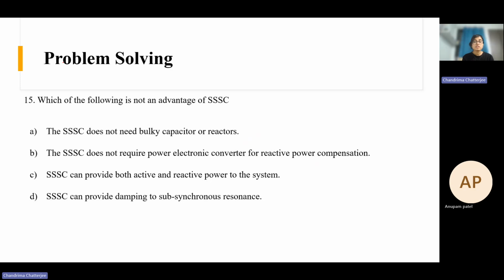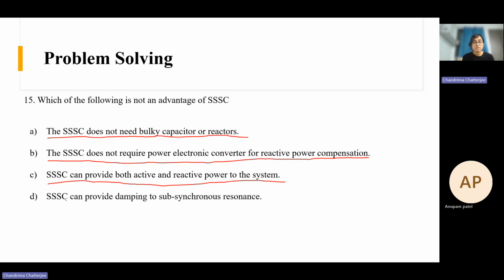Which of the following is not an advantage of SSSC? The first option is that the SSSC does not need bulky capacitors or reactors. The second is that the SSSC does not require a power electronic converter for reactive power compensation. The third is that SSSC can provide both active and reactive power to the system. The fourth is that SSSC can provide damping to subsynchronous resonance.